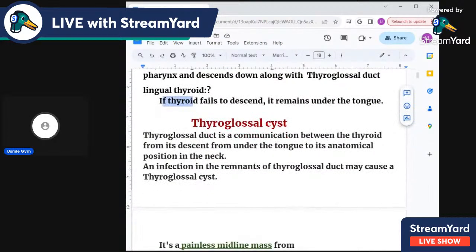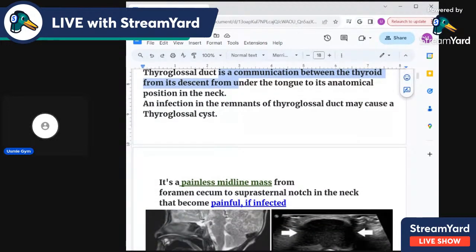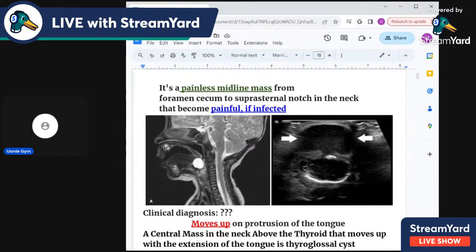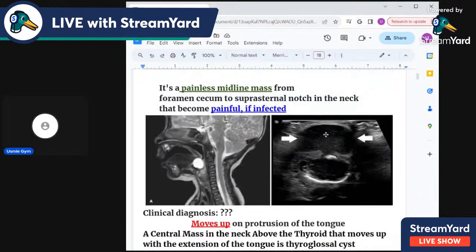Now, thyroglossal cyst. The thyroglossal duct is the communication between the thyroid's original position and its position in the neck. This duct may get infected and become cystic. It is in the midline, and it moves up if the tongue is protruded. It's a painless midline mass from the foramen cecum to the suprasternal notch in the neck, and becomes painful if infected. So this is the thyroglossal cyst here.